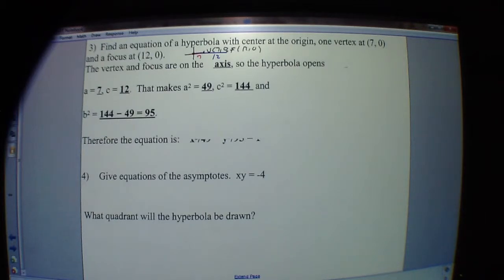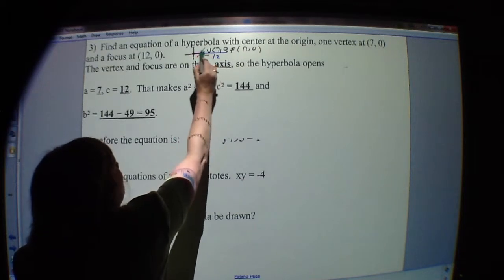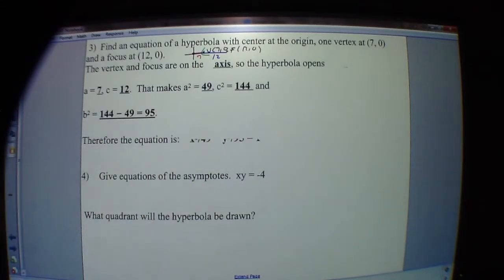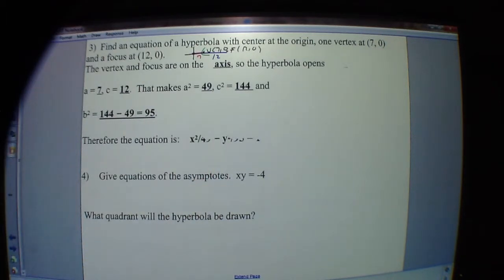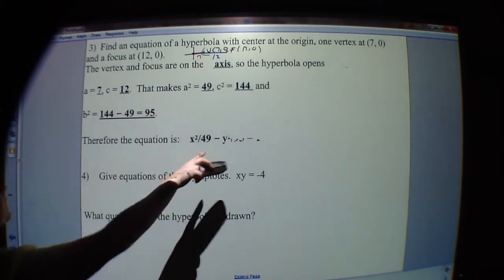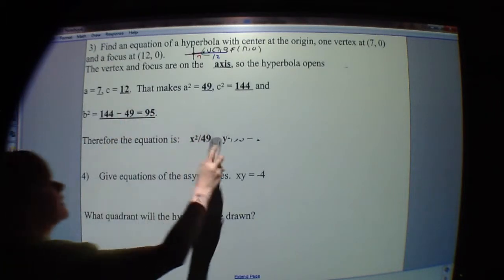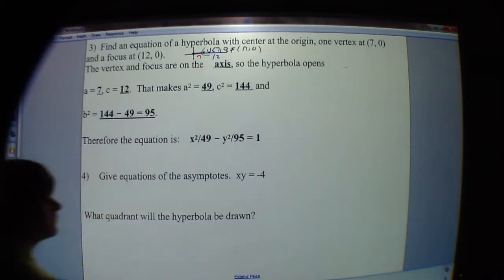So my equation: when you look at what I drew there, that would be the major axis, so I know it would have to open right and left. I hope you know the format of opening right and left. The equation would be x squared minus y squared: x squared over a squared, 49, minus y squared over b squared, 95, is equal to 1. And you're done.